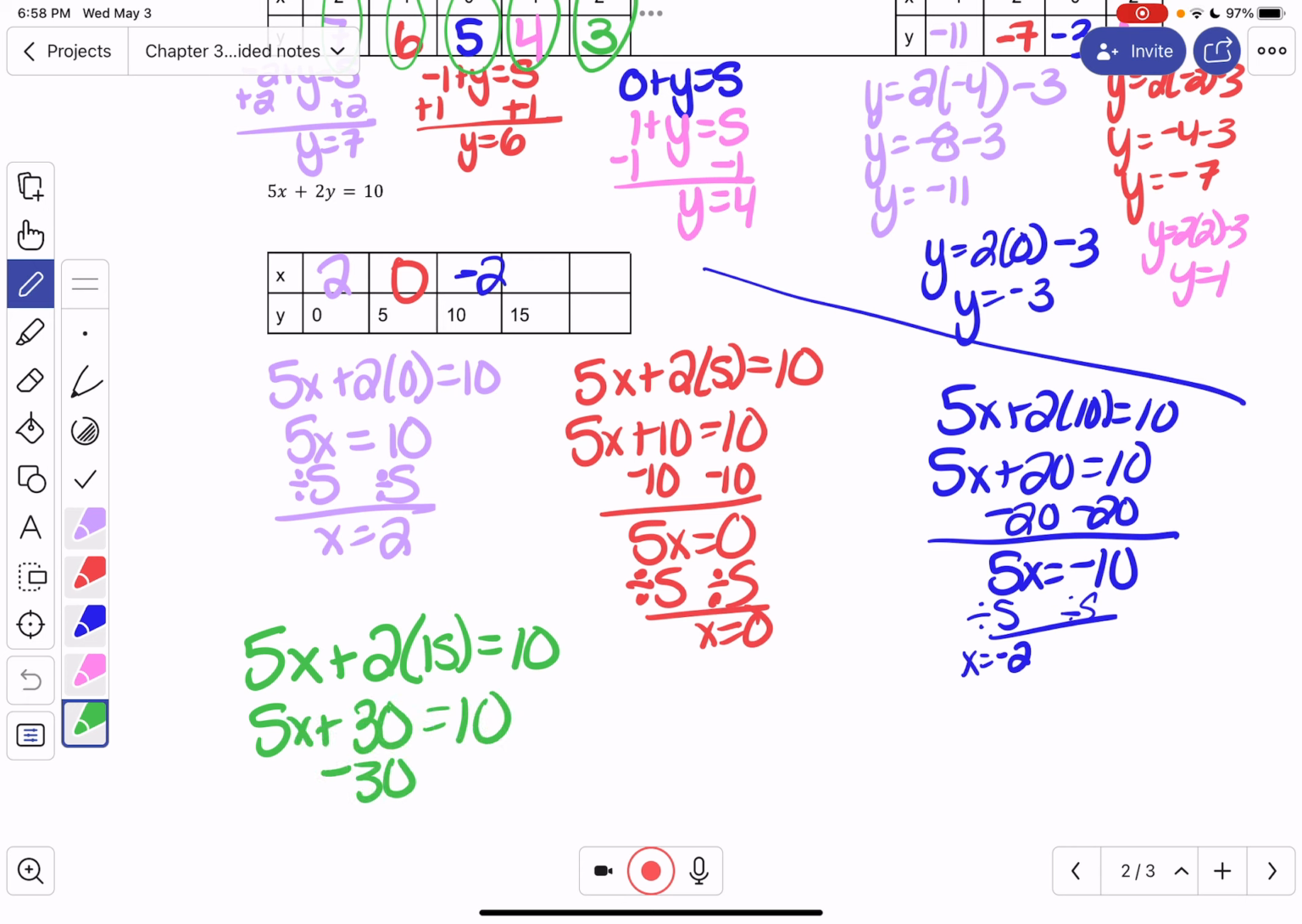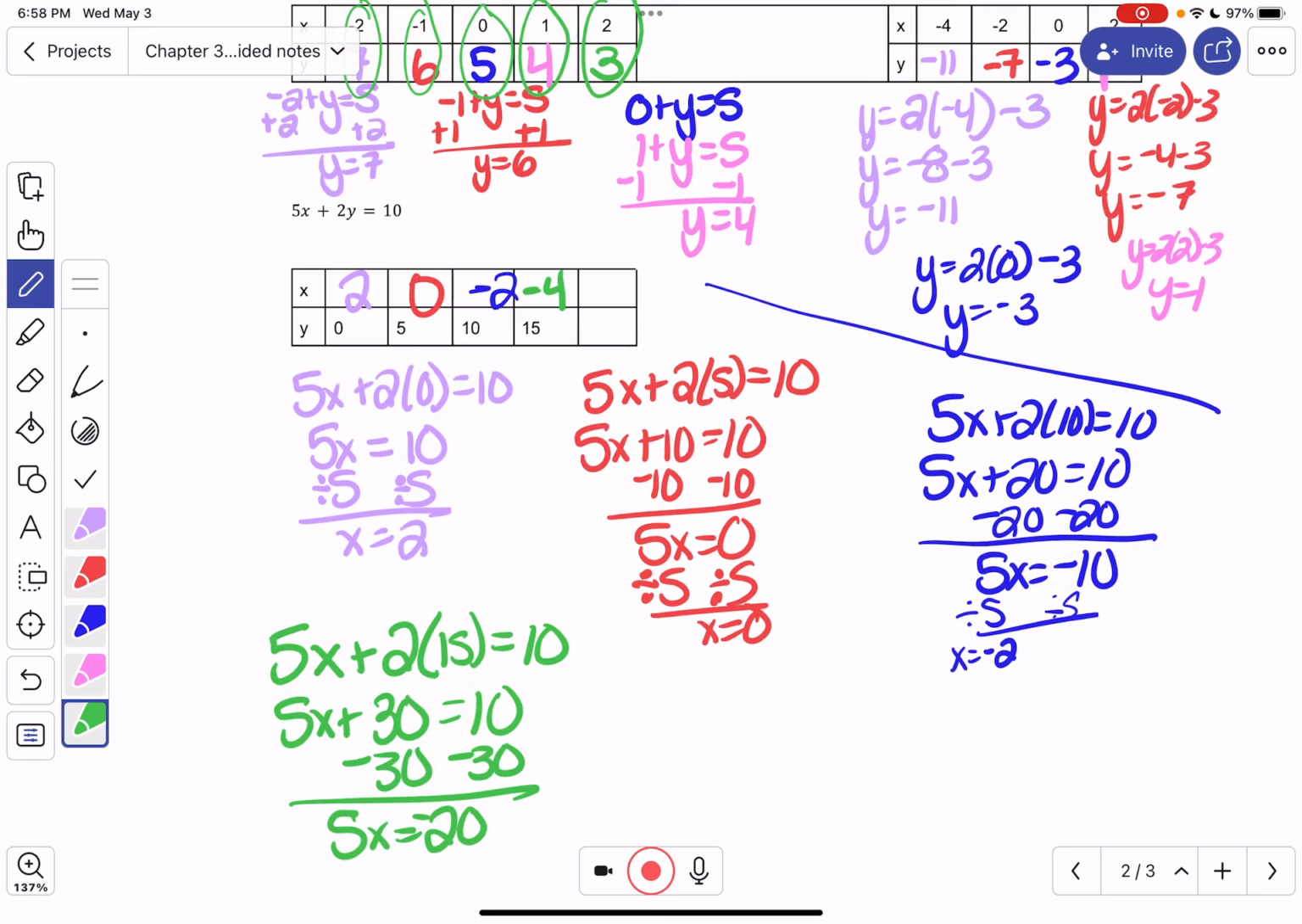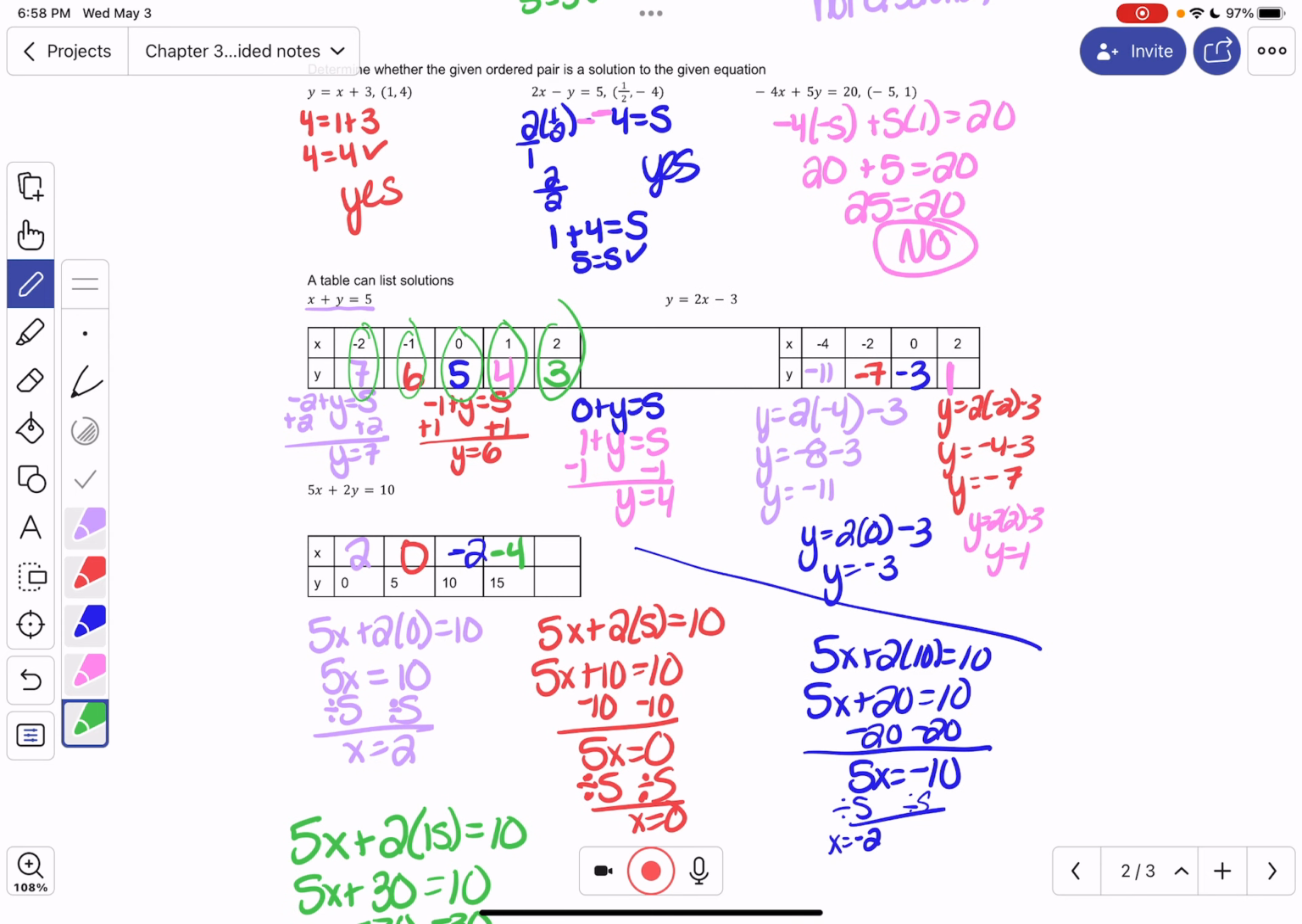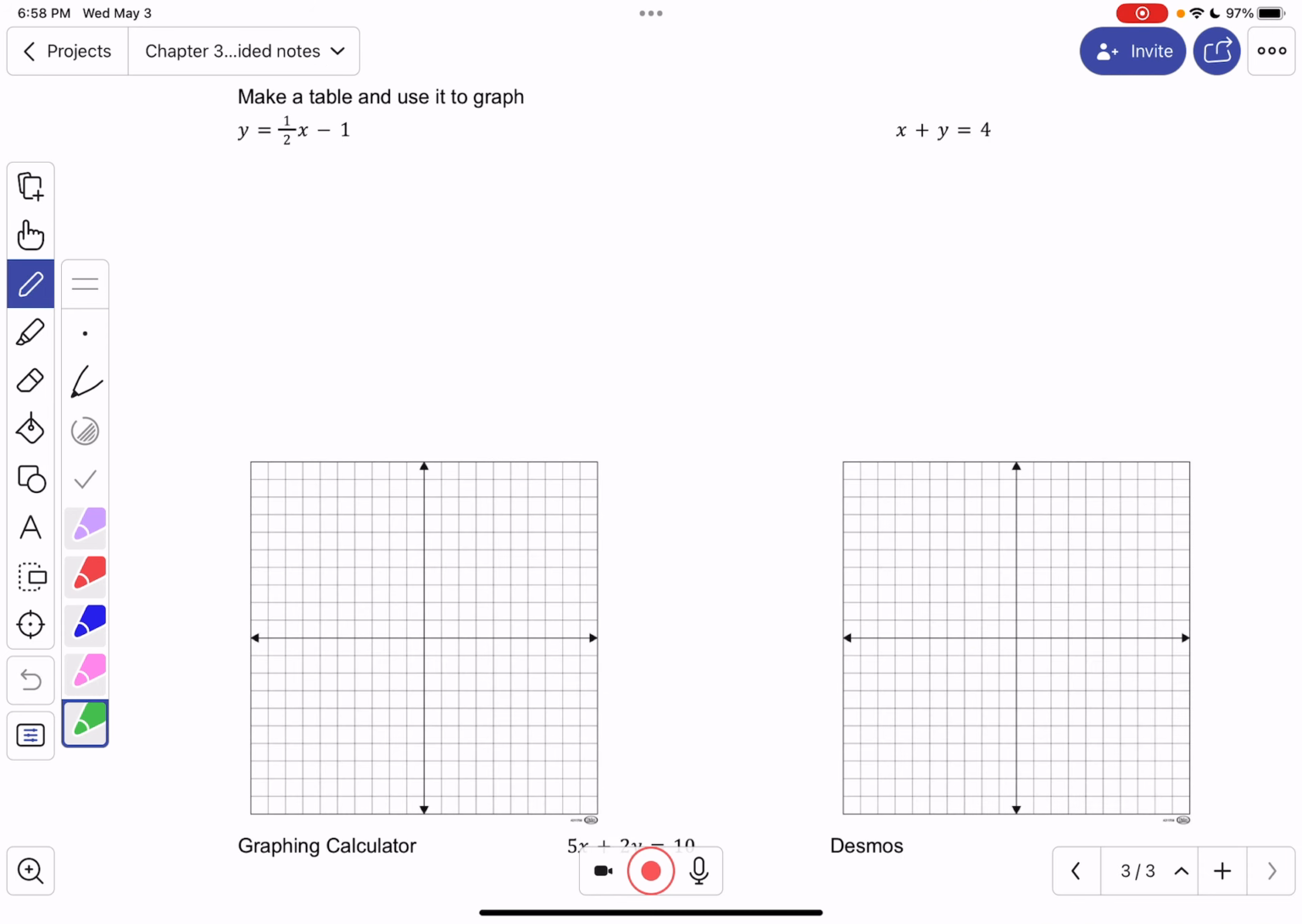Subtract 30 to get the x alone. 5x equals negative 20. Divide by 5, and we get negative 4. So that's solving it by testing a point. That's solving it by using tables. Now we can create a table and use that table to graph.